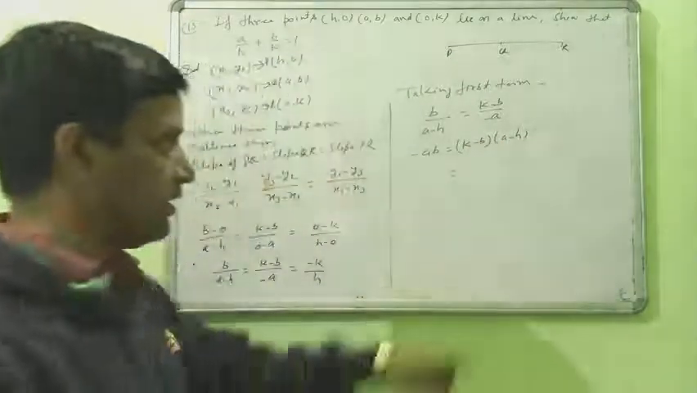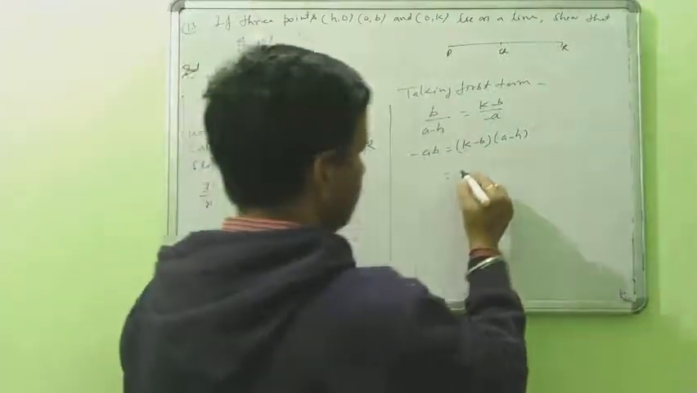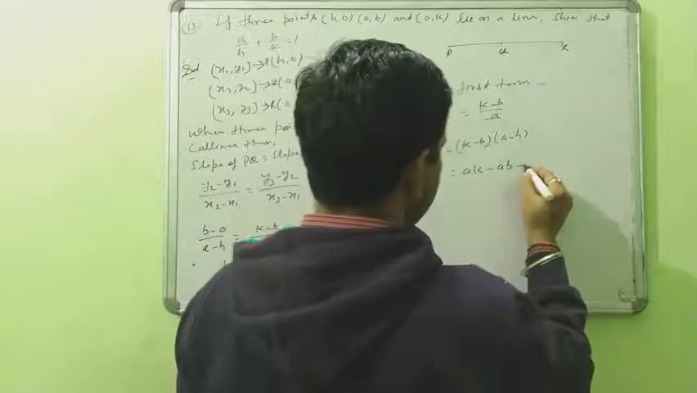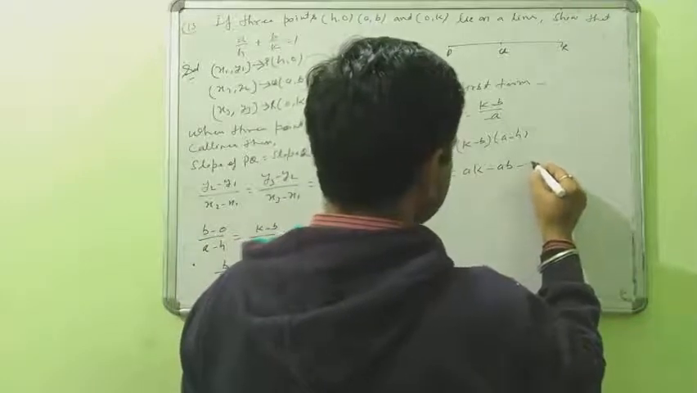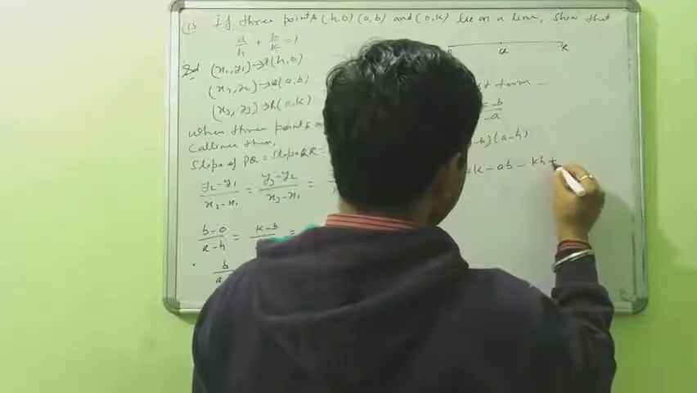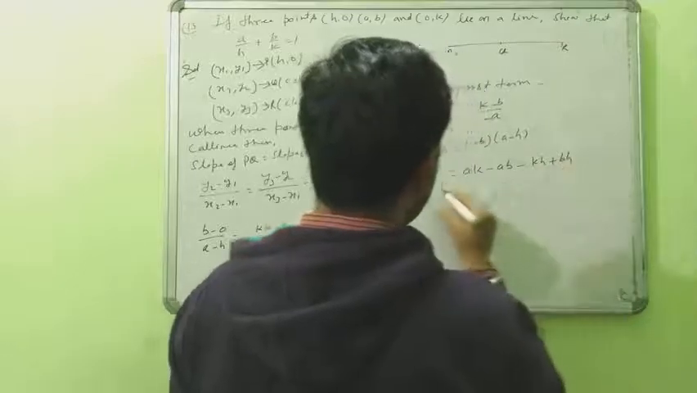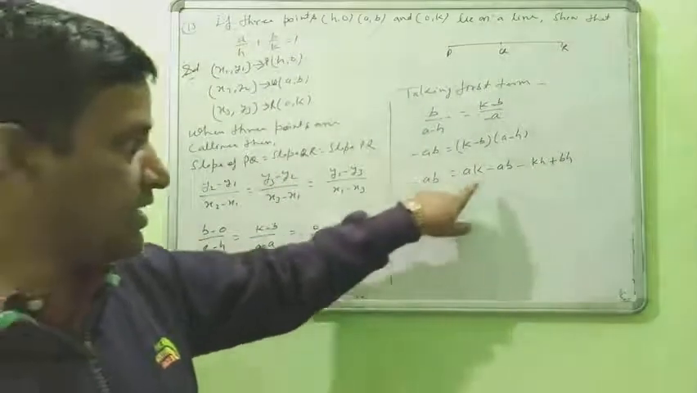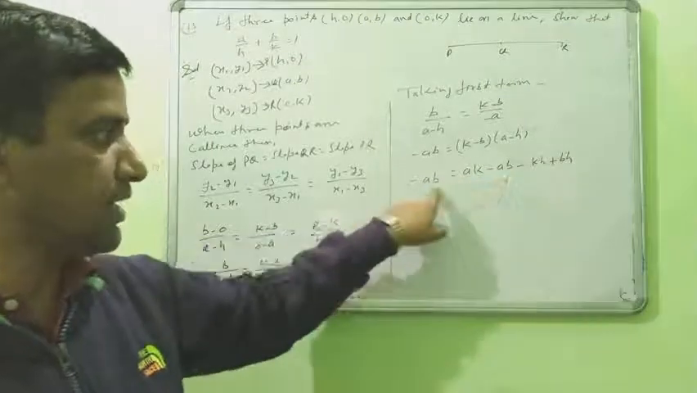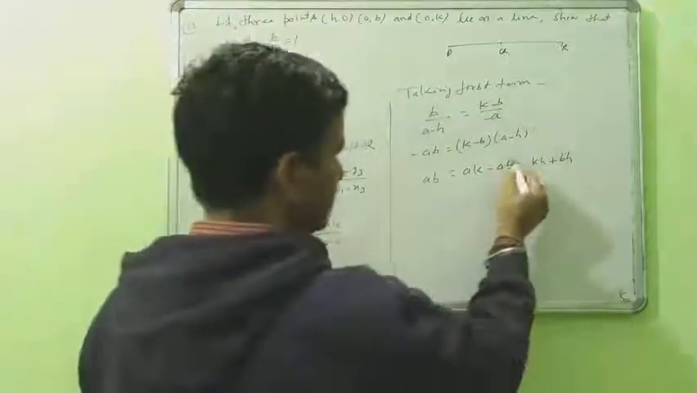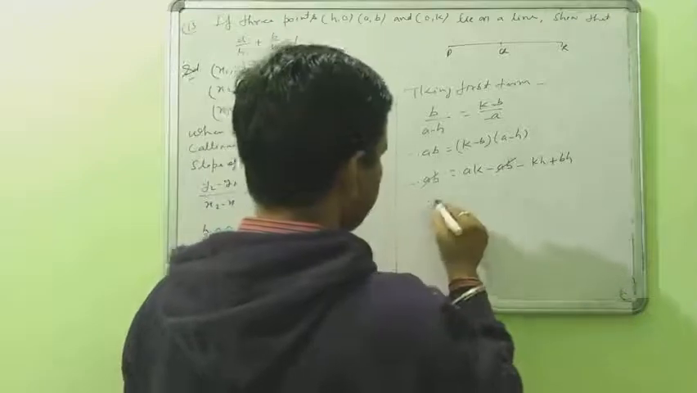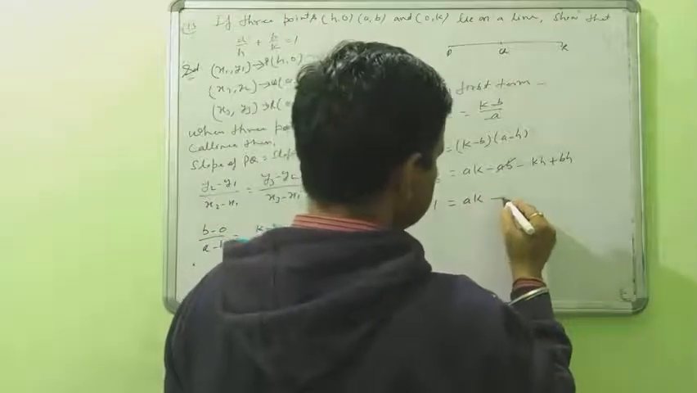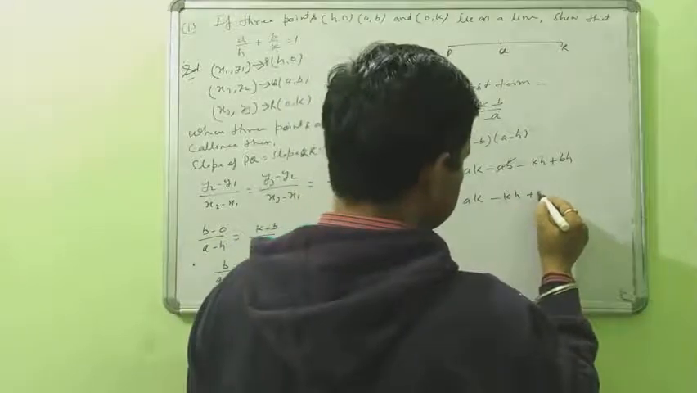Now multiplying, ak minus ab minus kh plus bh is equal to minus ab. Minus ab is on the left side and minus ab on the right side. Both sides have minus ab, so this will be cancelled. What is left here? ak minus kh plus bh equal to 0.